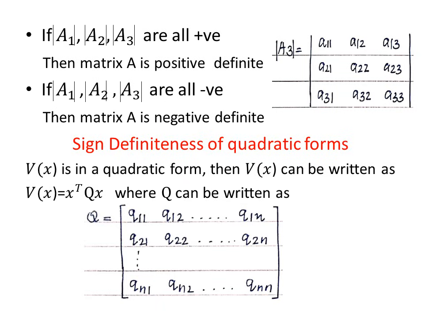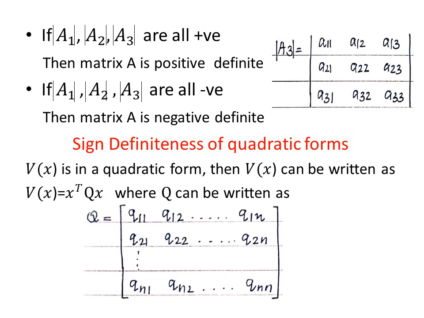So after finding A1, A2, A3, we have to find the determinants of A1, A2 and A3. Then if all determinants are positive, then matrix A is said to be a positive definite matrix, and if all determinants are negative, then matrix A is negative definite.